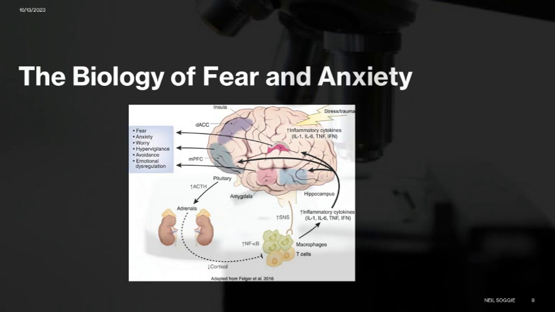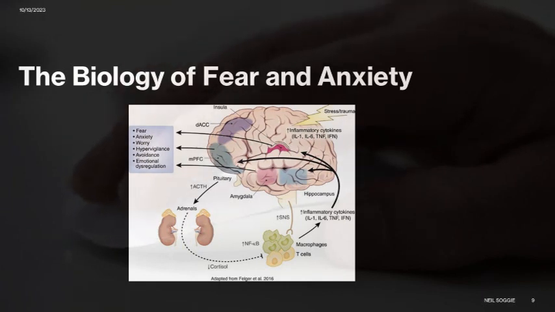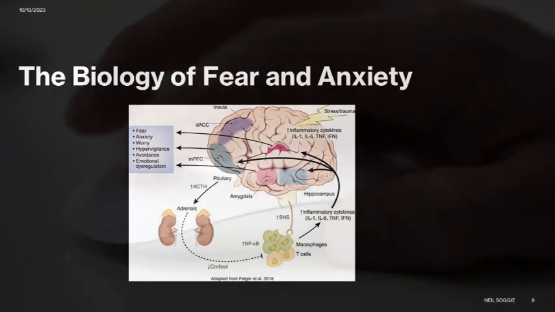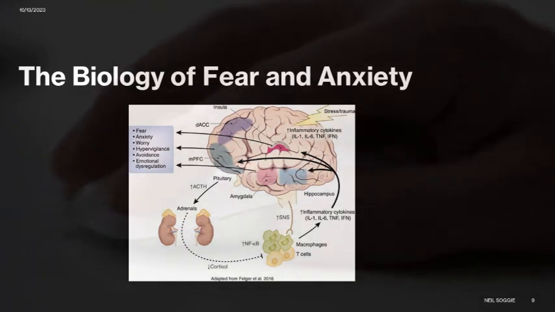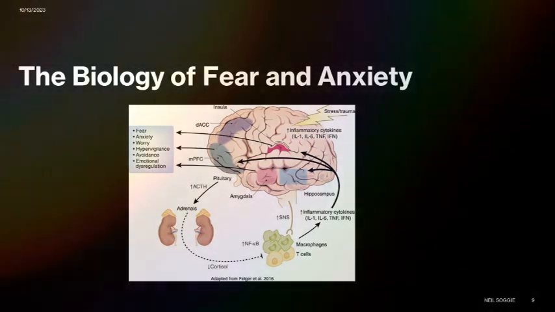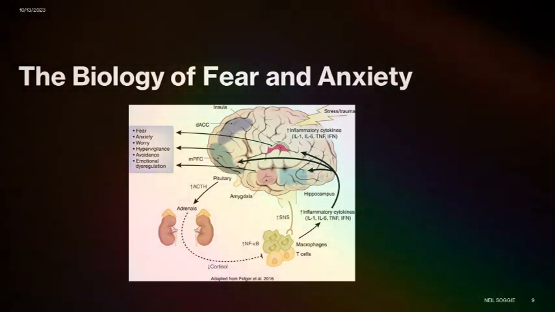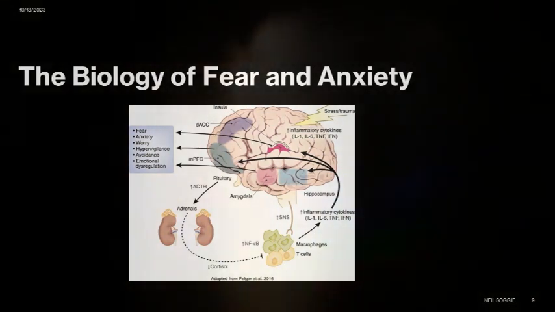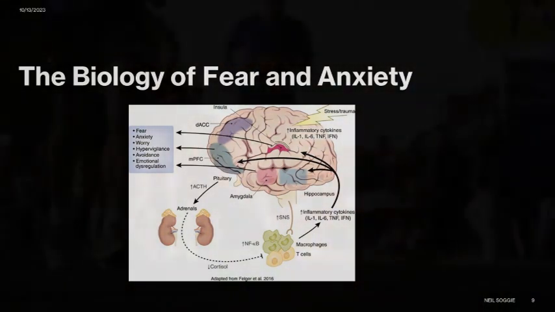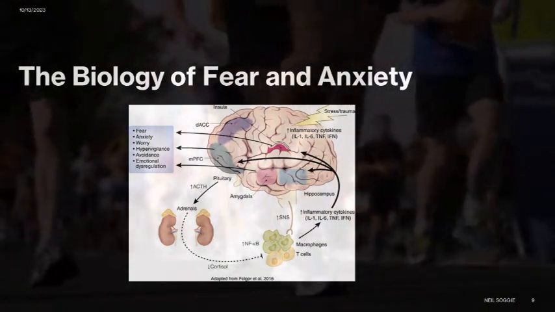And imbalances in neurotransmitters, particularly serotonin and GABA, are linked to anxiety disorders. So low serotonin levels are associated with increased anxiety, while GABA acts as an inhibitory neurotransmitter that can help calm the nervous system. And the prefrontal cortex, that higher order brain region, plays a role in regulating and moderating the fear and anxiety responses generated by the amygdala.